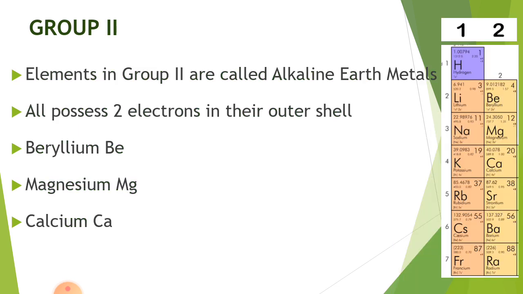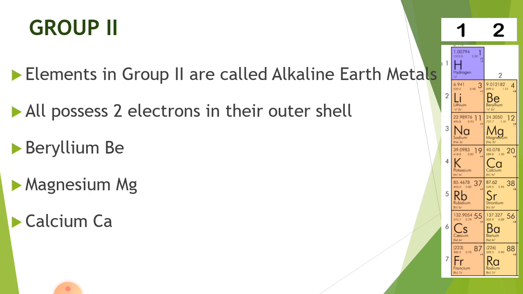Let's proceed to group 2. Elements in the group 2 are called alkaline earth metals. Alkaline metals because when they react with water they form alkaline solutions. And the term earth was applied by early chemists to the non-metallic substances. Therefore they are called alkaline earth metals. As it is group 2, all elements in this group will possess 2 electrons in the outermost shell. Some examples are beryllium, magnesium, calcium.